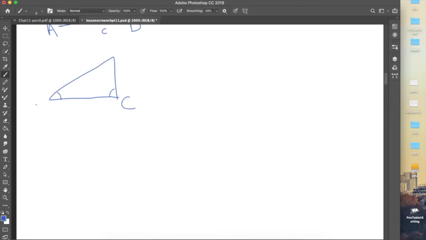We are given angle A and angle C, and then we are given this side, 3 meters. So how to find C? Which rule? Sine rule. So it's C over sine... Oh wait, small letter c or capital C?